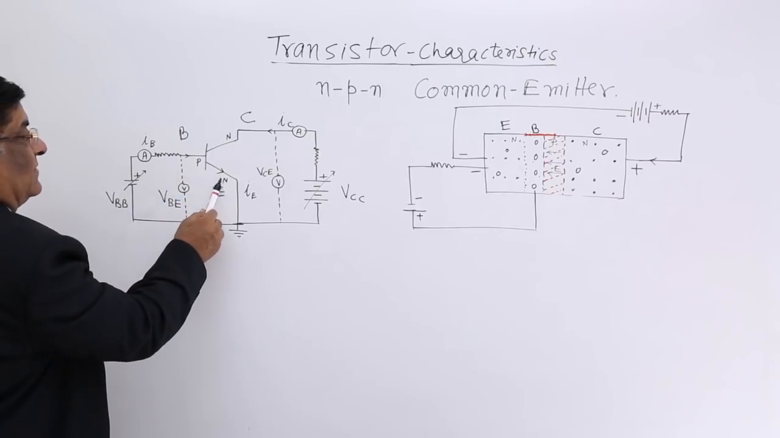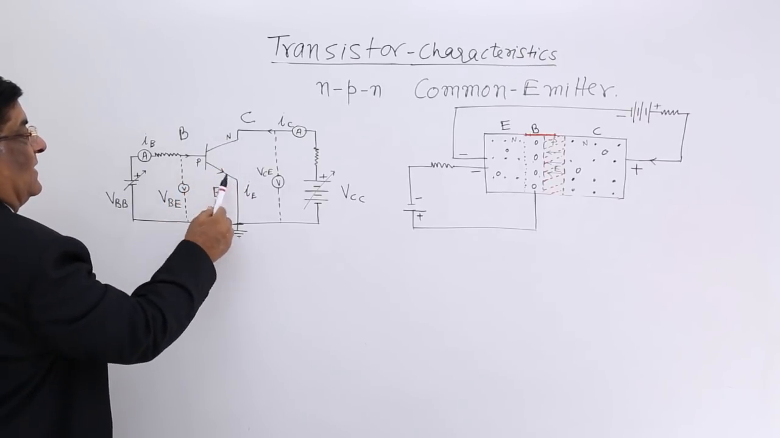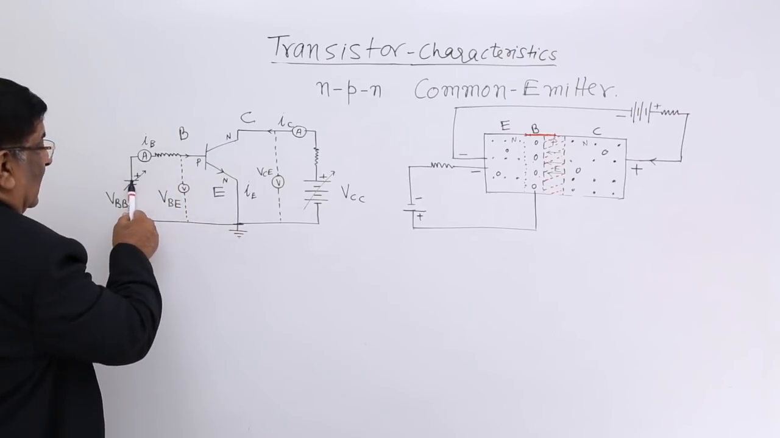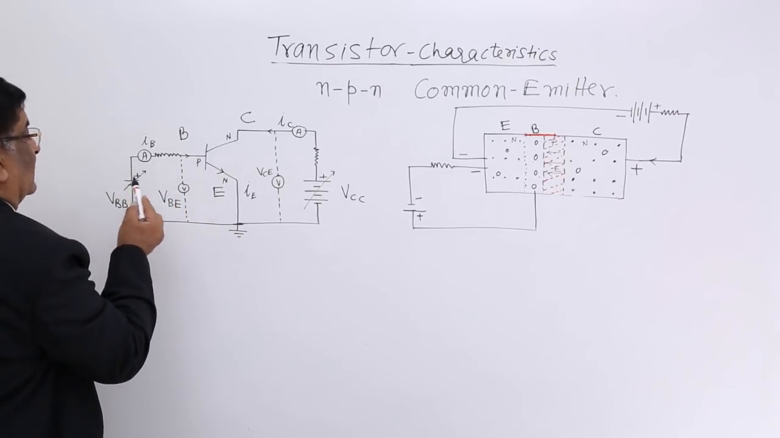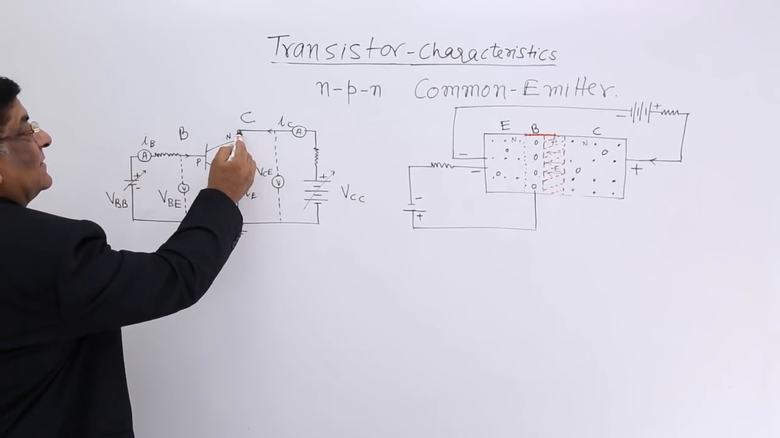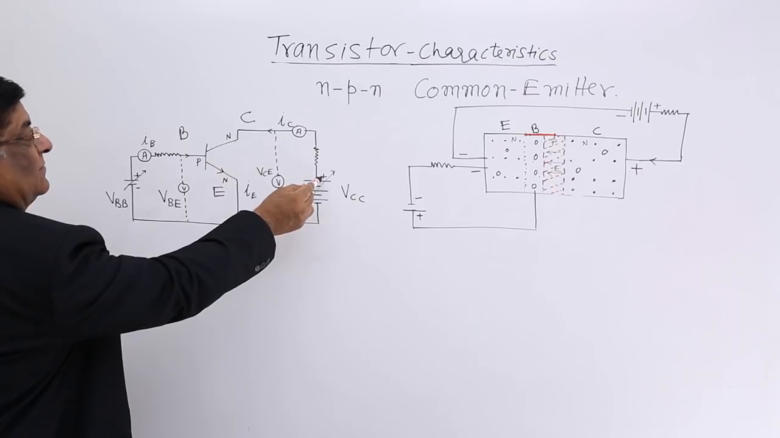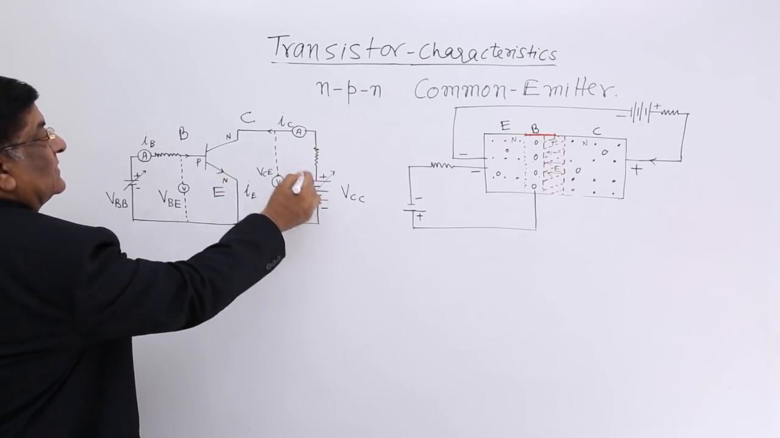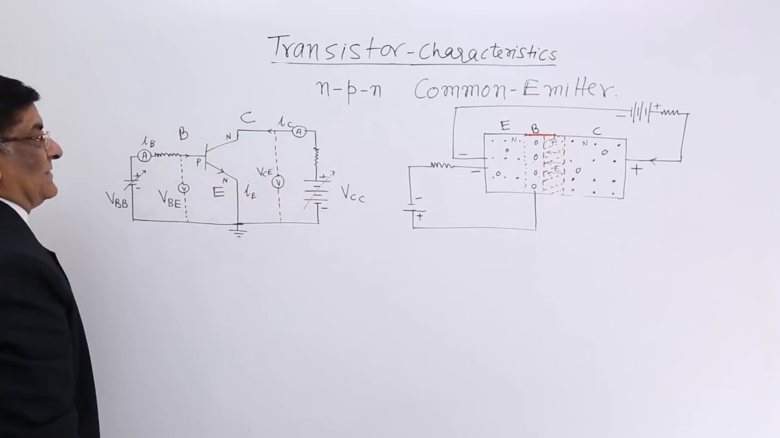Base is P, this is N, so NPN. So base and emitter are P plus, N minus. So this is forward biased. Collector is N type, so it is connected with plus and this is with minus. So this collector is in reverse bias.